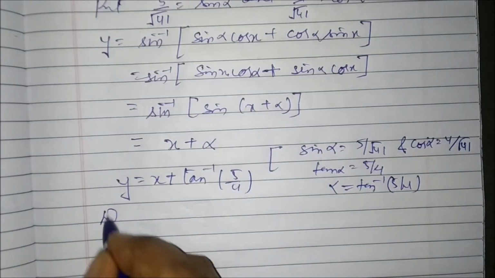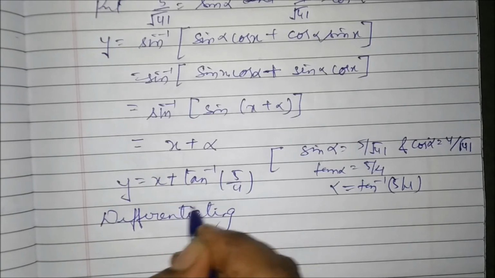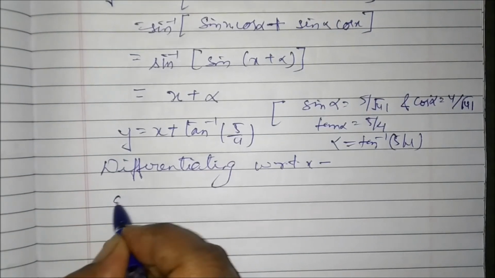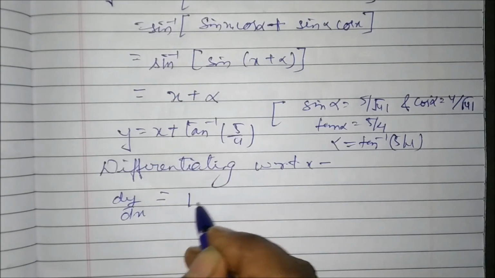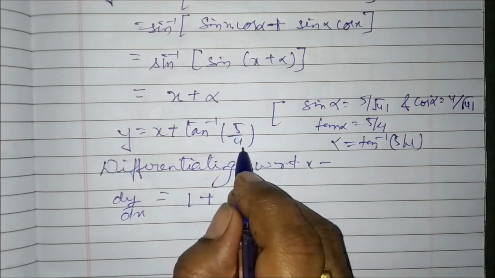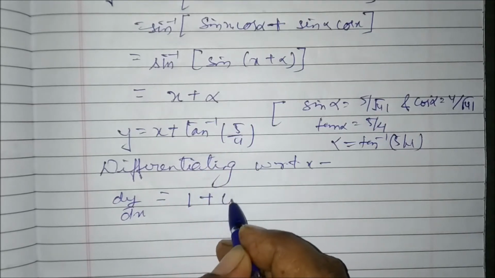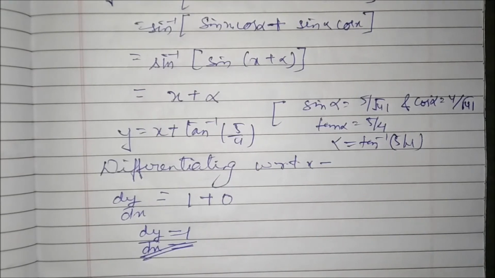Now differentiating with respect to x, we get dy by dx equals derivative of x, which is 1, plus derivative of the constant term. There are no variables now, so it is constant. So tan inverse 5 by 4 is also a constant function, and the derivative of a constant function is 0. So we have dy by dx equals 1.